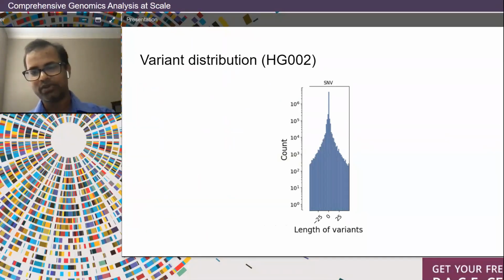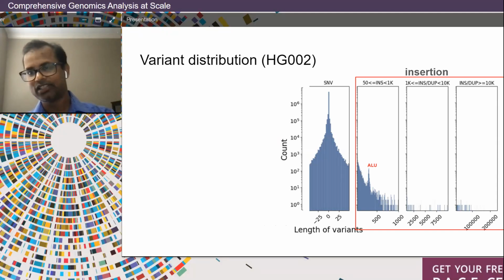This is where we are showing all the calls from DRAGEN for this HG002 sample. This figure shows the distribution of the SNPs and indels. The peak at the top basically shows almost 4 million SNPs in the HG002 sample, and the right and left sides show the small insertions and deletions. This is for the small variants. Then when we included the insertions and duplications, you can see there is a nice Alu repeat peak in the 300 base pair region, and you can also see some large insertions and deletions in the right box.